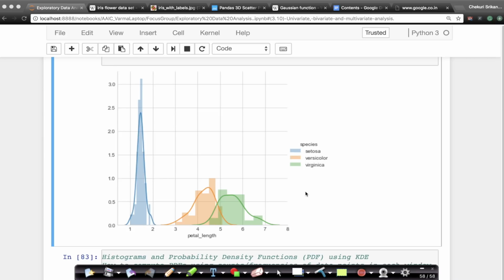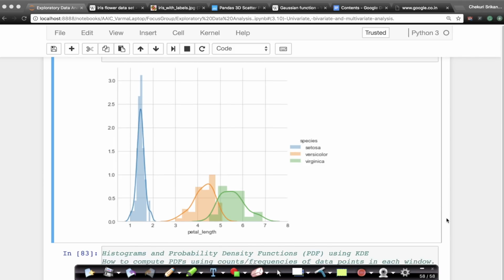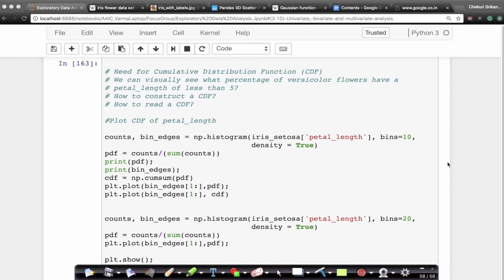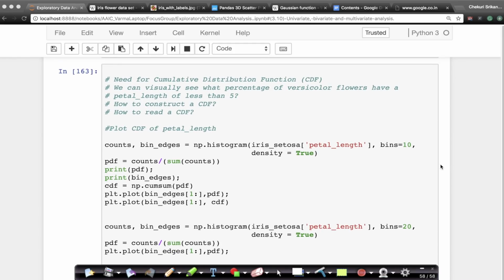Now, having learned that, and remember, PDFs and histograms are extremely useful if you want to build models with only one feature, right? And this is a much better visualization of data than your 1D scatter plot. Having said that, let's go a little further and understand a slightly related concept called the cumulative density function.